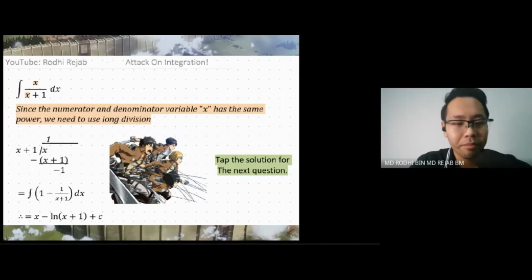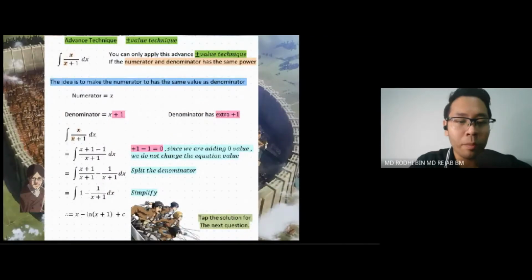After long division, it's easier for you to integrate. 1 minus 1 over (x plus 1) is the result of the long division technique. Okay, I include here a normal long division, and then there's an advanced method where you use plus 1 minus 1. Since the denominator has x plus 1 and the numerator is only x, we want them to be the same. So we plus 1 minus 1, because plus 1 minus 1 equals 0.